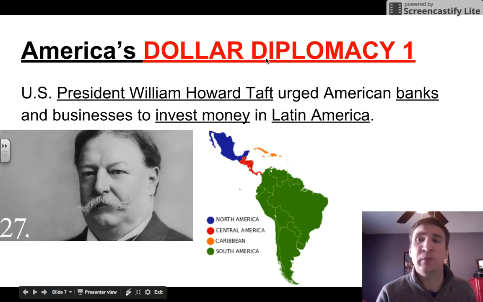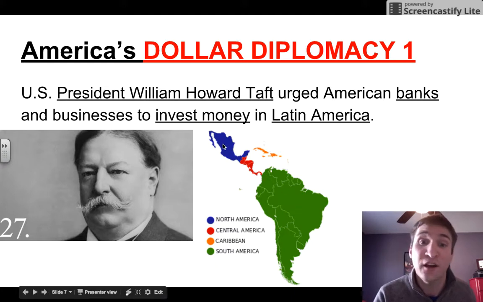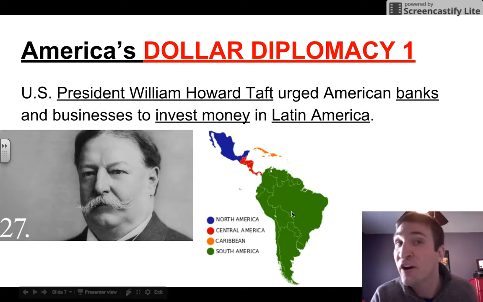America's dollar diplomacy. U.S. President William Howard Taft urged American banks and businesses to invest money in Latin America. And here is a picture of the 27th President of the United States, William Howard Taft. And here is Latin America and all of the areas it includes. It includes Mexico, Central America, the Caribbean islands, and South American countries.